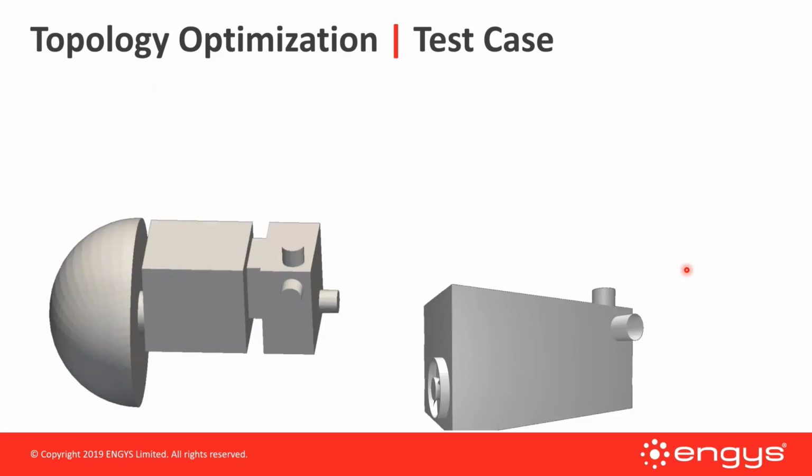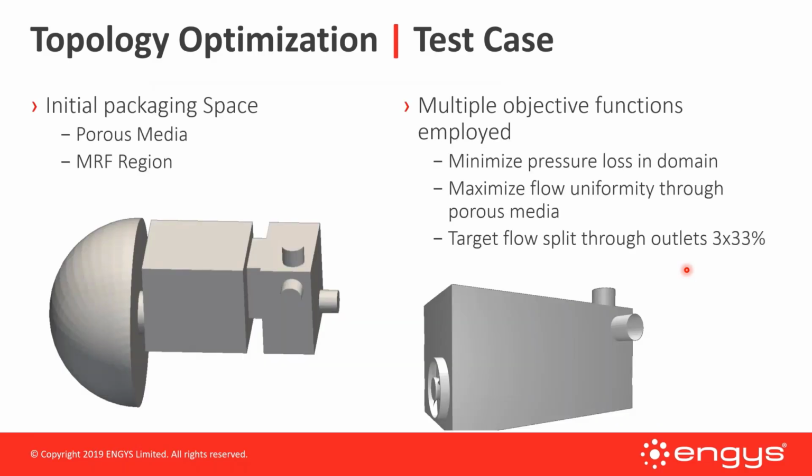Let's talk about another example. So that was a single objective. Here's something that's a little bit more complicated. This round component right here, this round patch, this is the inlet. And this represents the initial packaging space.